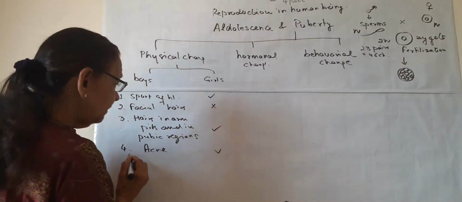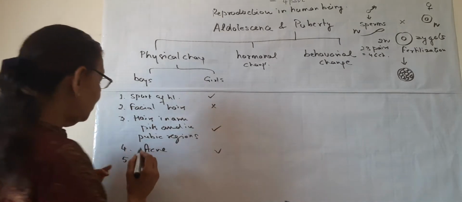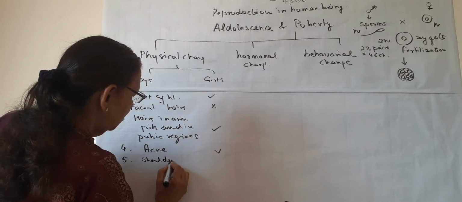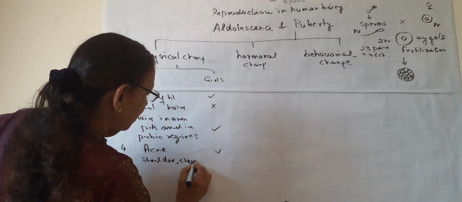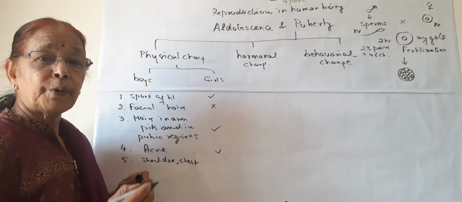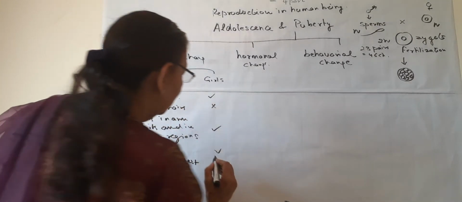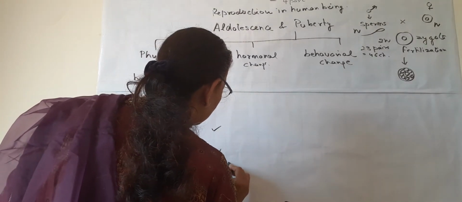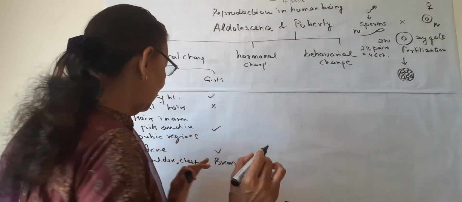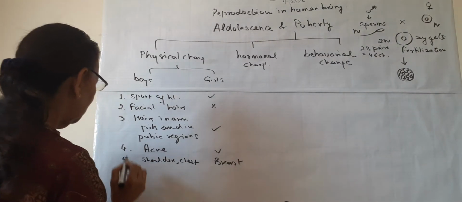What are the other changes? In boys, shoulders and chest enlarge. Broad shoulders, broad chest start developing. In girls, breasts start developing, they start enlarging. What else can we think about?